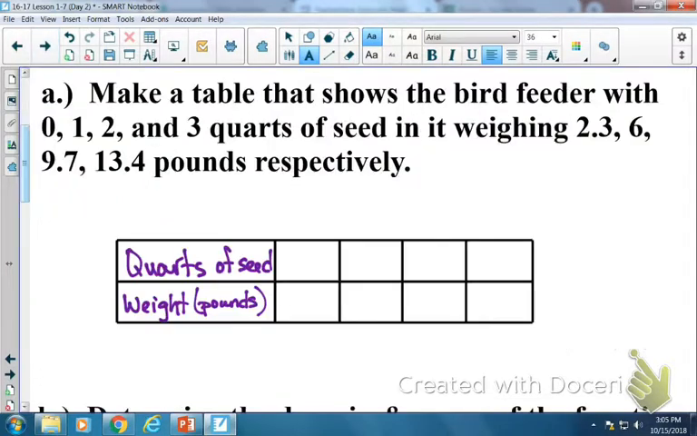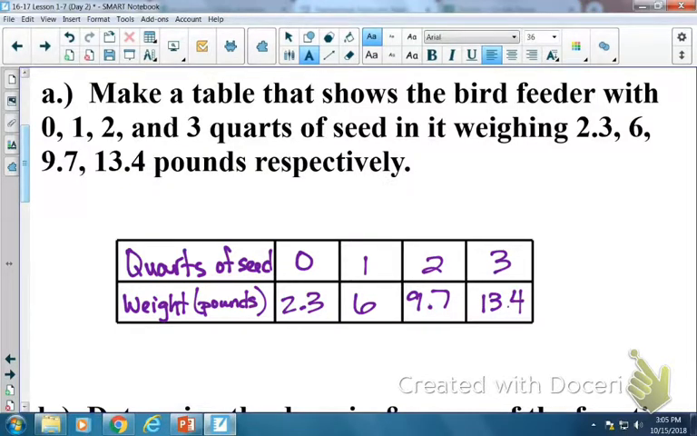Let's create a table. So when I have no seed in there, it's 2.3 pounds. When I have 1 quart, it's 6. When I have 2 quarts, it's 9.7. When I have 3 quarts, it's 13.4.